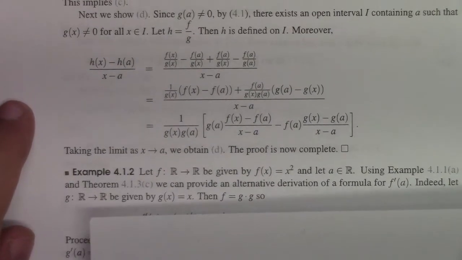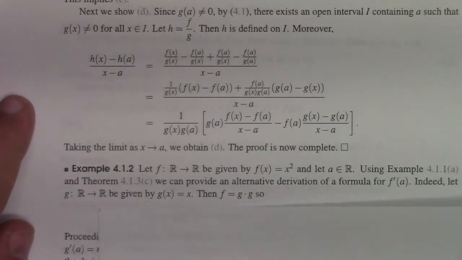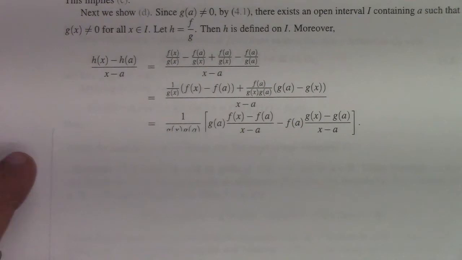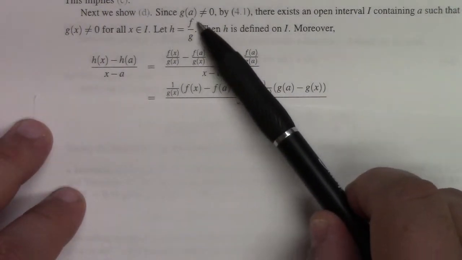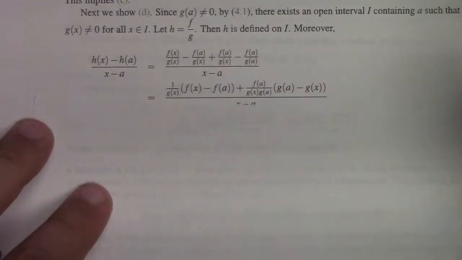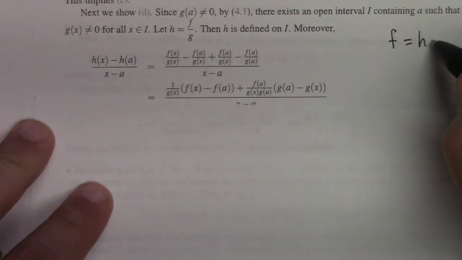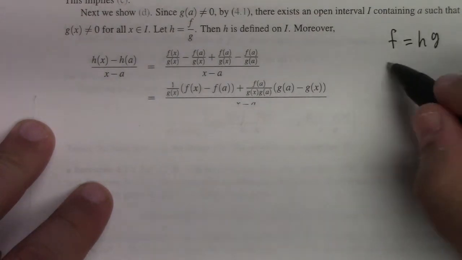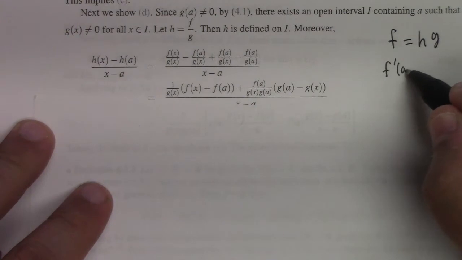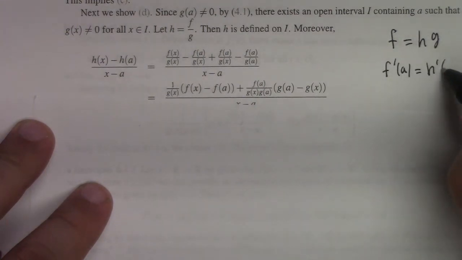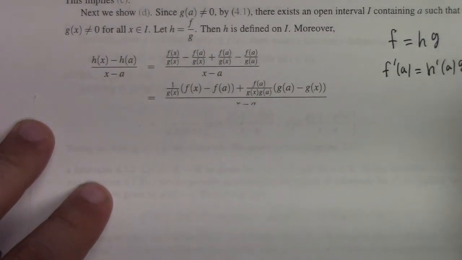Now, to show the quotient rule, you just introduce a new function, h, equal to the quotient function, and then f is equal to h times g. So then f prime of a is equal to h prime of a g of a plus h of a g prime of a.